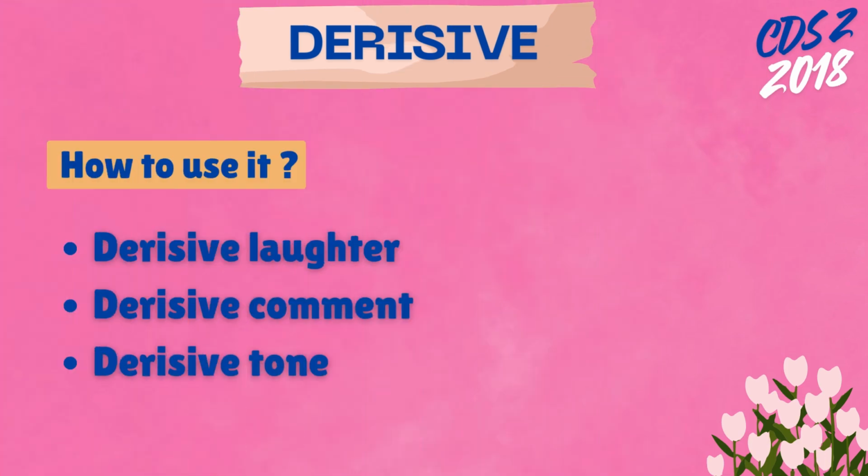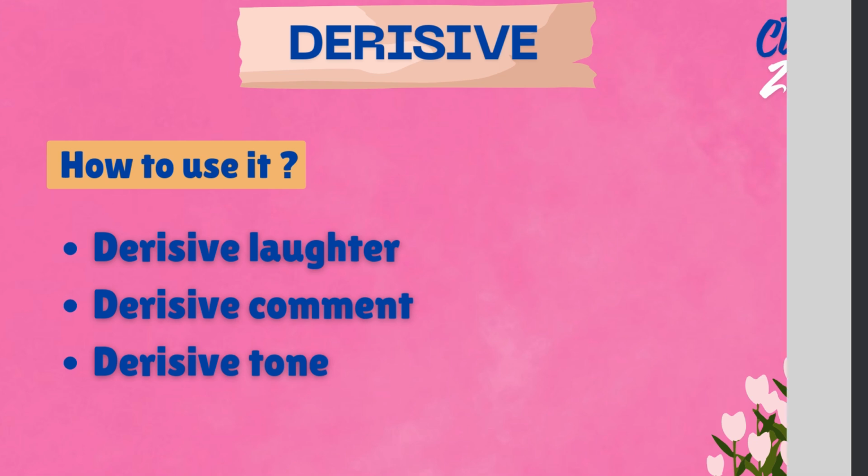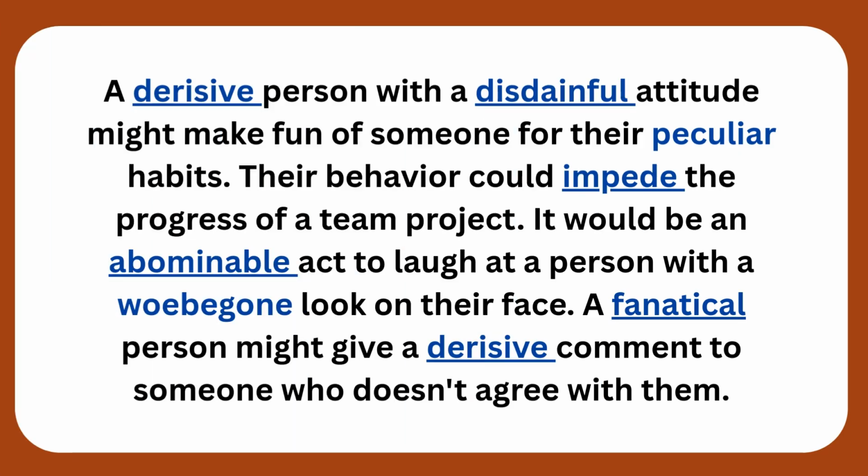On your screen, you can see a few collocations through which you can get an idea how to use this word with other words. For example, derisive can be used with laughter, derisive comments, and derisive tone. In this section, there is something new for you. Today, I prepared a story using all the previous words and this new word derisive.